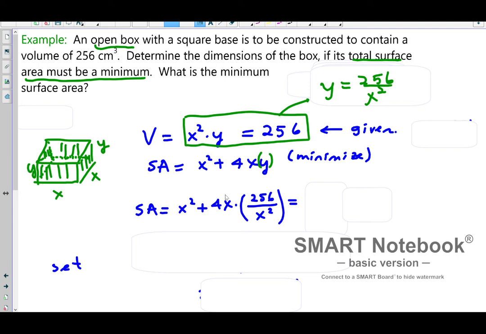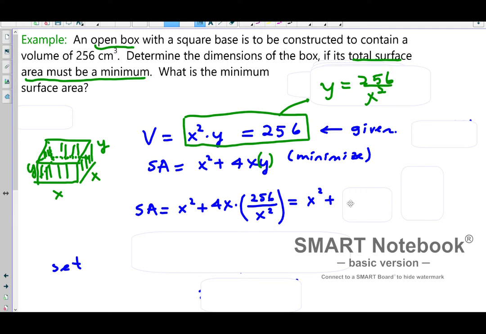First do 4 times 256. So 4 times 250 would have been 1,000. And 4 times 6 is 24, so 1,024. But also, you can simplify x over x squared. So that will take away one of the x's on the bottom. You're just going to have a single x on the bottom, right? So let's write down the end result. The first x squared is still there. But then the second part, when you multiply 4x times 256 over x squared, one of the x's cancels out.